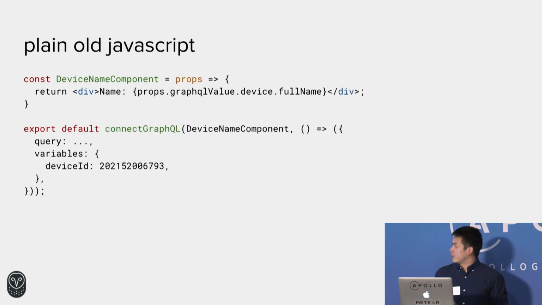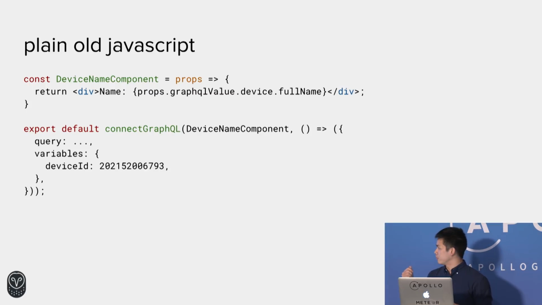If we look at what the JavaScript might look like if we were writing the component for this, let's say we have some component and it's really just showing the name. It's very, very simple. It reads out of the props and it shows the device. And then we connect it to our GraphQL system and maybe pass it the input arguments. So in this case, 202, et cetera.